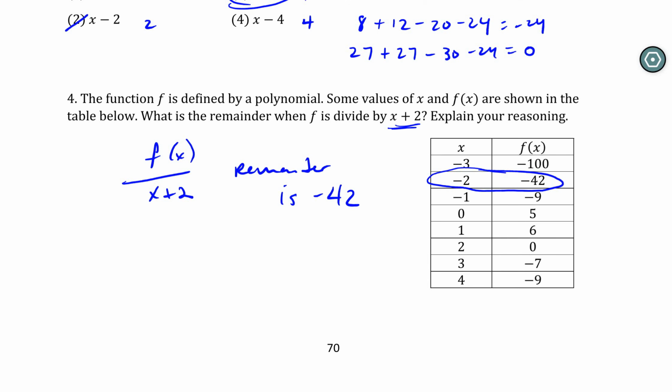Also from this, I could even find out more information. I know that it doesn't ask you to do this, but I know this is a 0. So I know this would have a remainder of 0. So x minus 2 would be a factor of f of x, right? Where x plus 2 is not a factor, right? Because it has a remainder of negative 42.